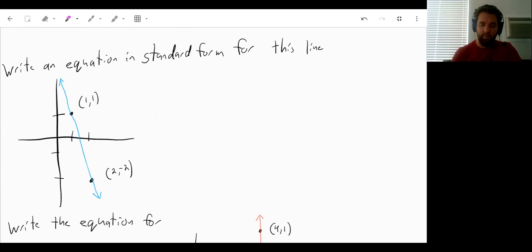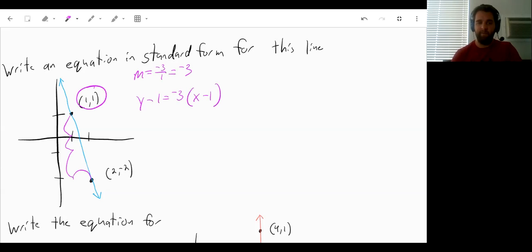We'll go point-slope. So for this slope, we're going to go down 1, 2, 3, right 1. So a slope is down 3, right 1, or a slope of -3. We can also use our point of 1, 1. So we have y minus 1 equals -3, x minus 1. And that would have been it for if we were just going for point slope form. But we now need to get this into standard form.